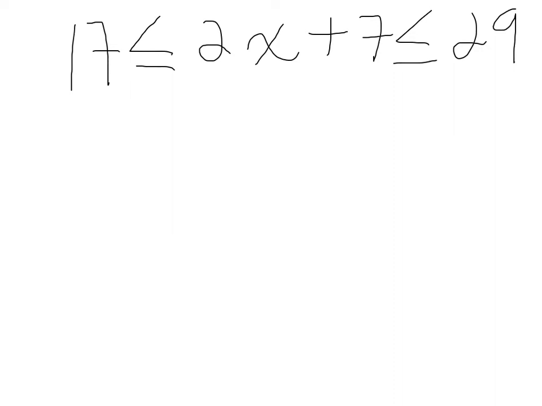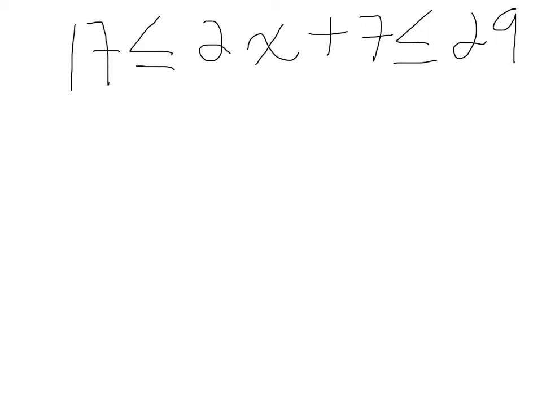Okay, for this video we're going to talk about compound inequalities. If you look at your foldable, you're looking at two different versions: the ones that involve "and" and the ones that involve "or." Now if you look at this one, 17 is less than or equal to 2x plus 7 and at the same time less than or equal to 29. This is the inequality that involves "and."